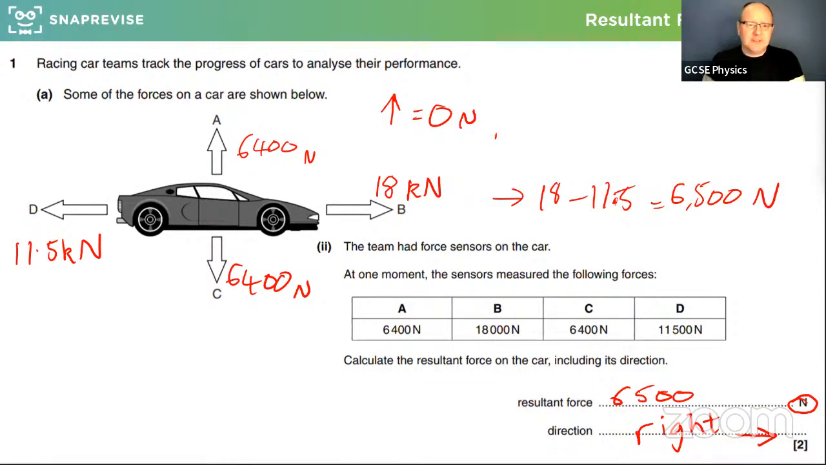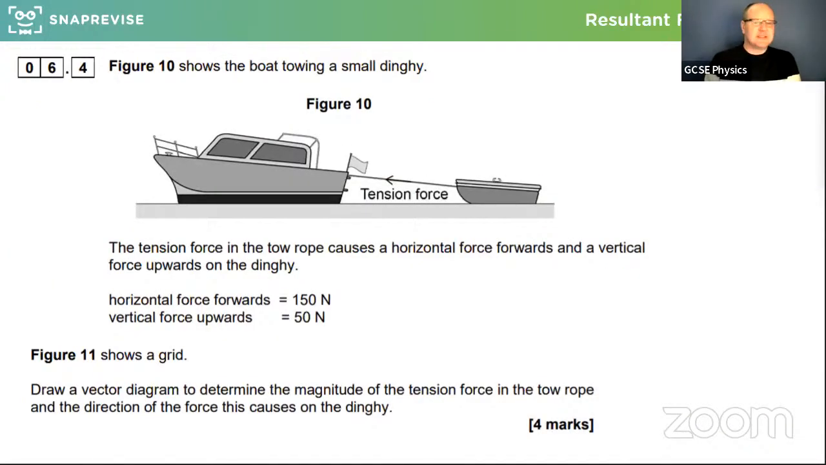And that's a question from OCR Old Spec, a higher level question. The previous question was also OCR. And let's have a look at a third example. So this one is showing a boat towing a small dinghy. And we've got, yeah, B was to the right, so that's correct as well. You could state direction B, you'd get the mark for that as well. So back to the question we're looking at now.